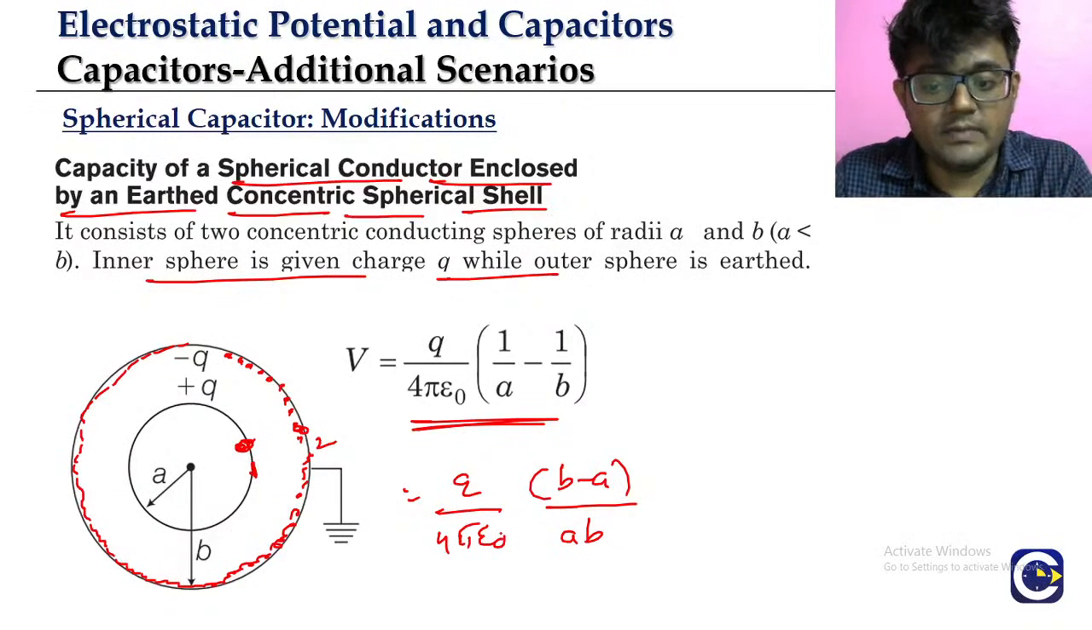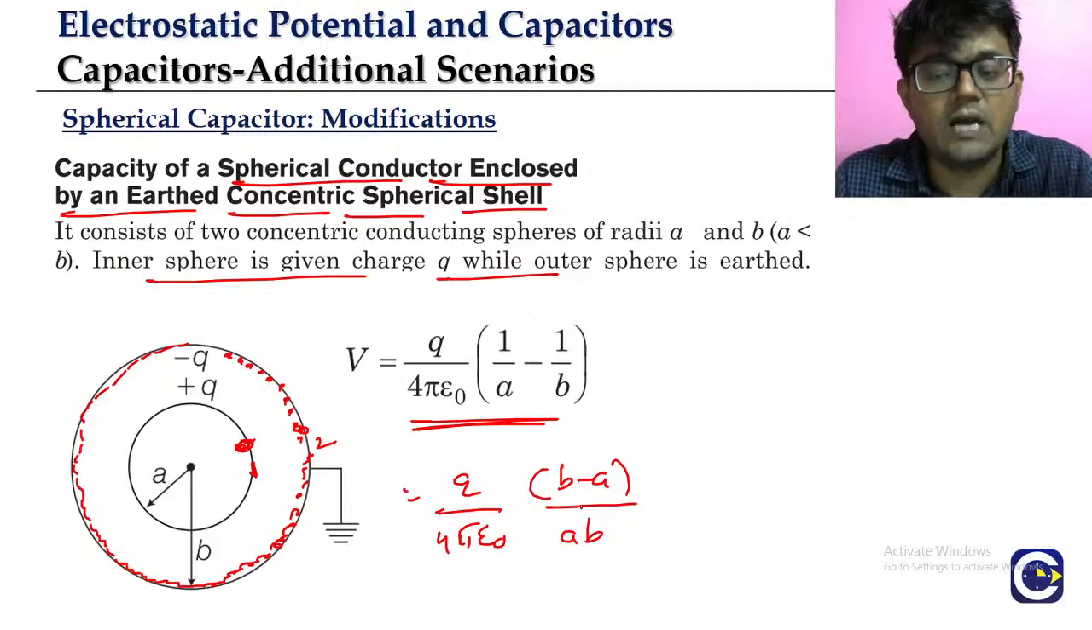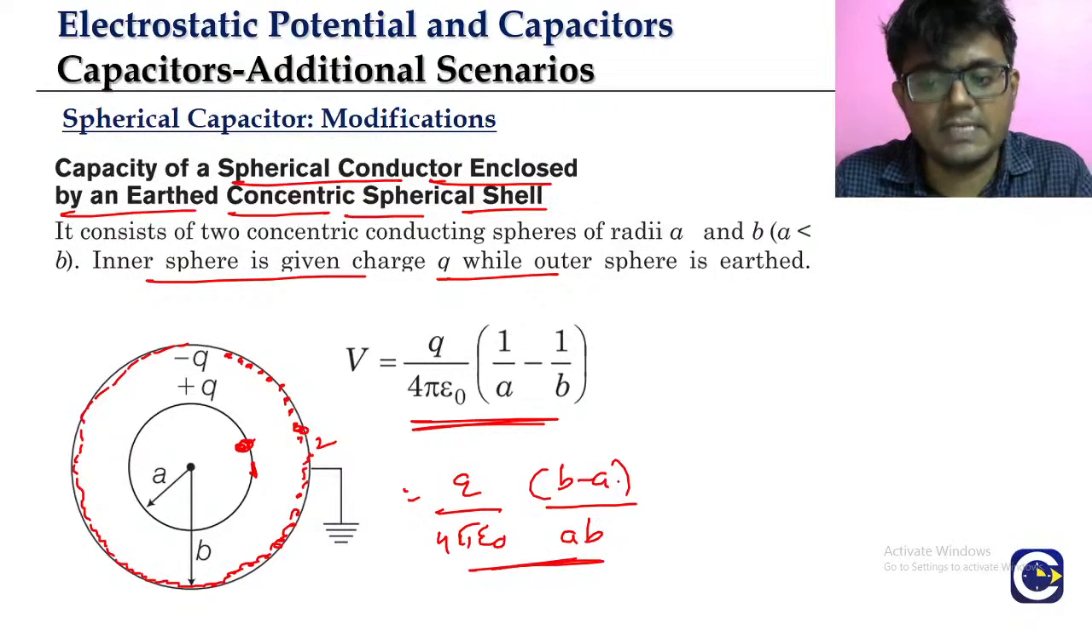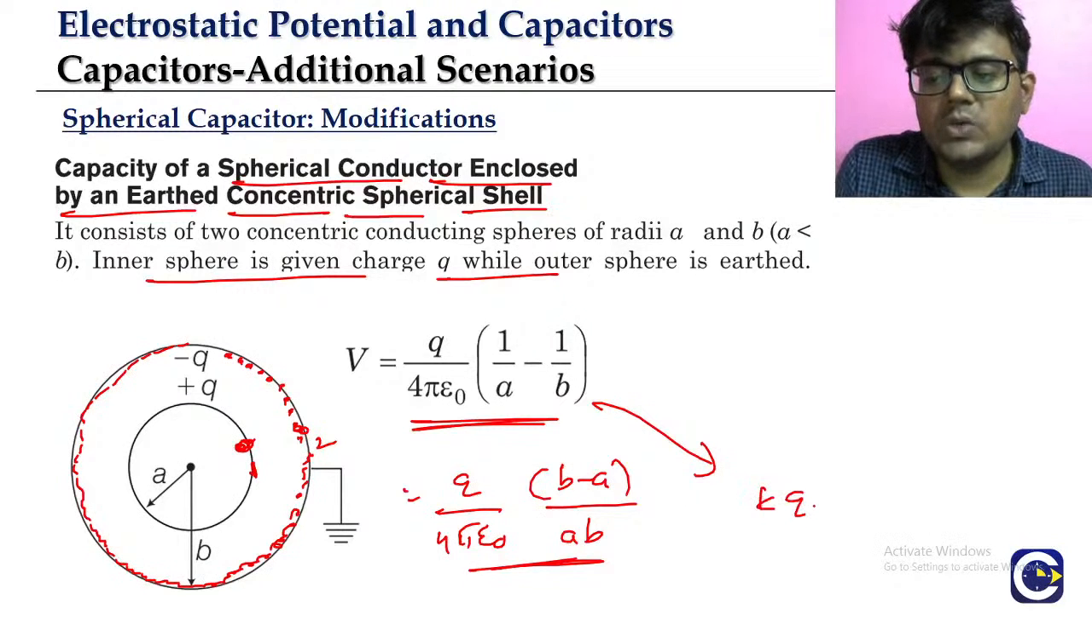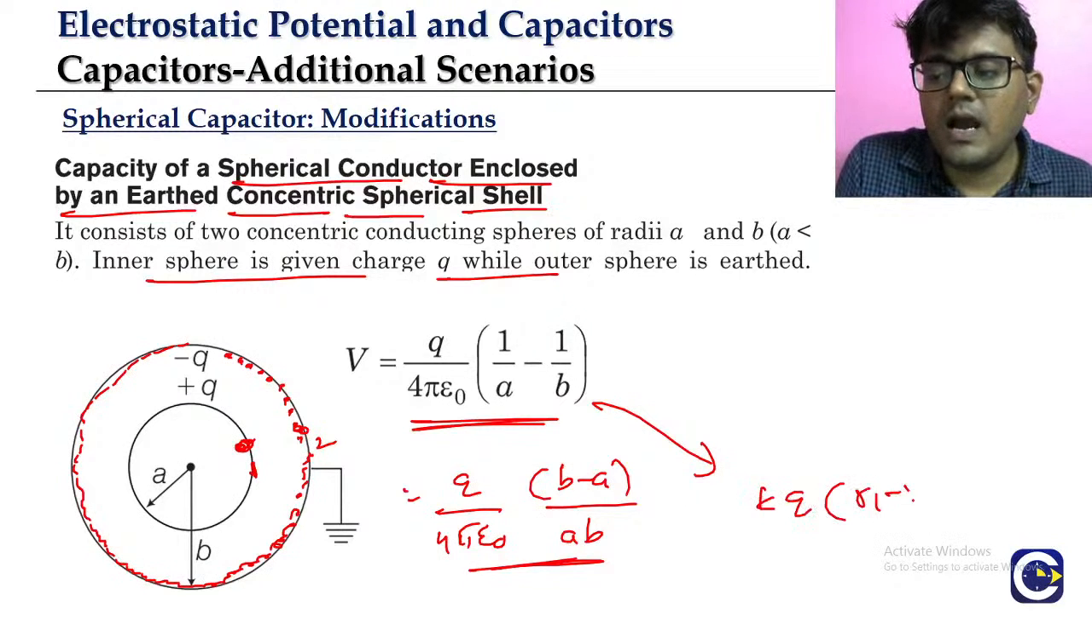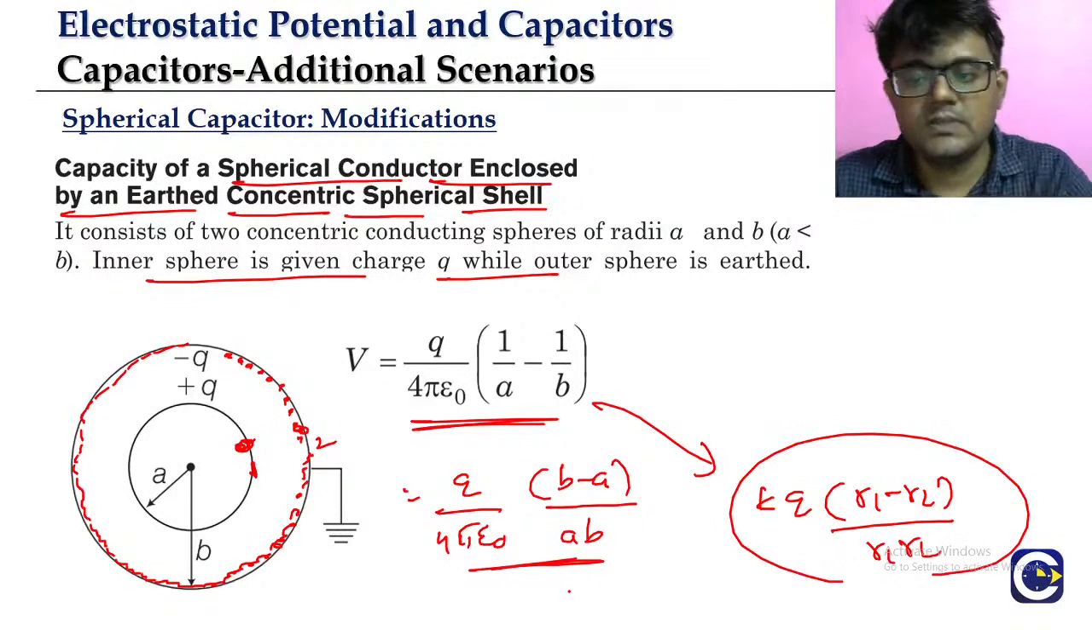kq by, kq means q by 4 pi epsilon naught, so kq by (b minus a) by a into b. Here what comes? r1 minus r2 by r1 r2. Okay, so we are going to get the same result. Look here, what is it that we can write? k q into (r1 minus r2) by r1 r2. That is the formula we got earlier, same result will come.